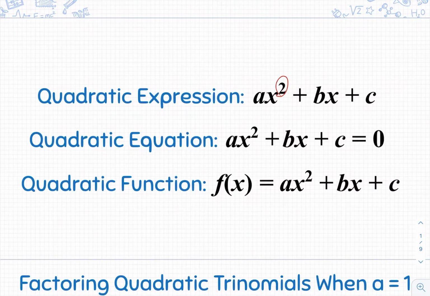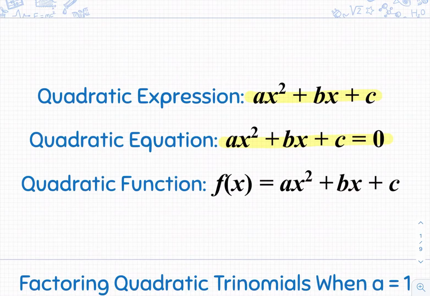A degree is the highest exponent in an expression, an equation, or a function. So if you look through these, you'll see that this first one is a quadratic expression. It's not equal to anything. A quadratic equation might be equal to 0 or 10 or some other number, but it has an equal sign within it. And a quadratic function is always f of x equals or y equals this form of ax squared plus bx plus c. We call this standard form.